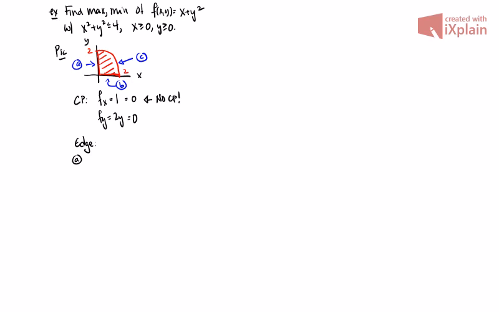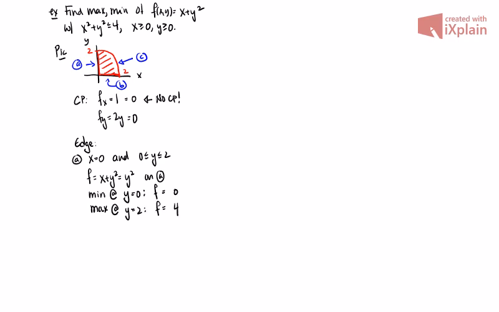So if we're on A, then x equals 0, and y is between -2 and 2. So f, which is x plus y squared, is 0 plus y squared, or y squared. Again, this is on A, just to reiterate, the minimum will occur when y is 0. Here, f will be 0. And the maximum will be at y equals 2, and f will be 4. So box those up, keep those in mind.